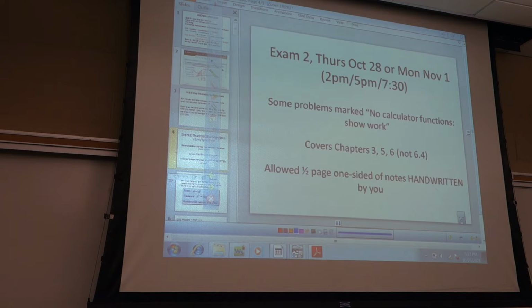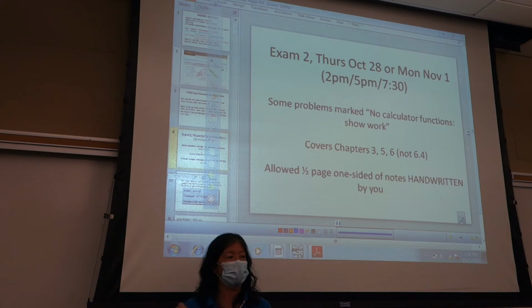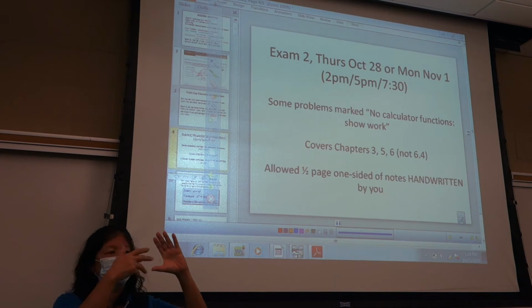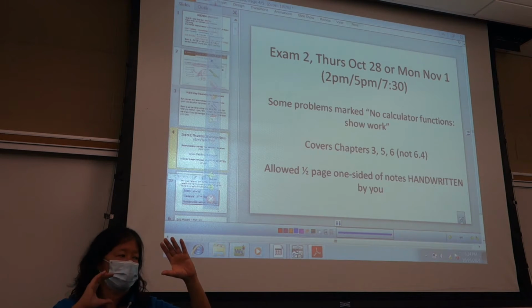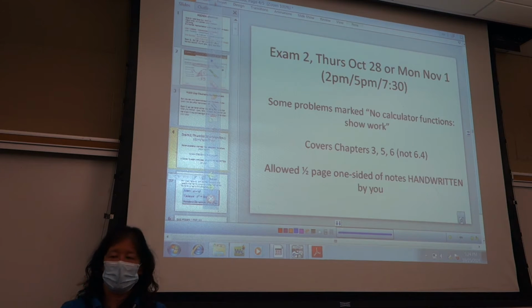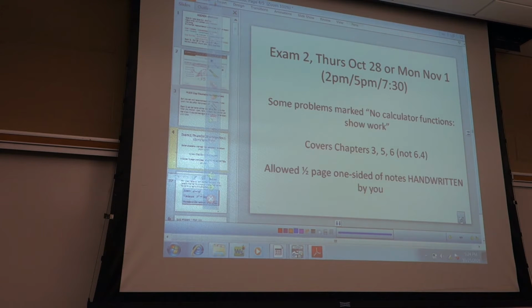It covers chapters 3, 5, and 6. It does not cover 6.4. And then also you're allowed a half page, one-sided, of handwritten notes, handwritten by you. Again, you can use the top half for your exam 1 notes and the bottom half for your exam 2 notes. That's fine, because as I look through people's notes, I can tell exam 1 material from exam 2 material. So that's a piece of cake. No worries.